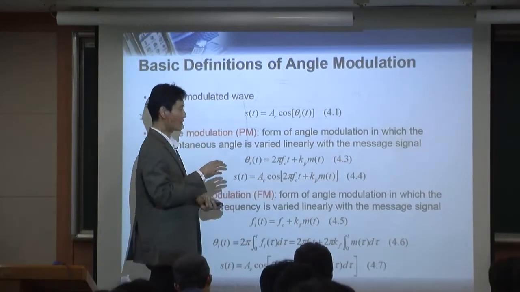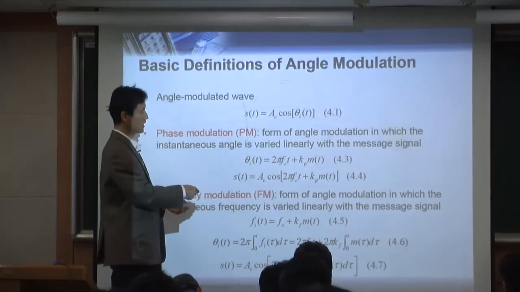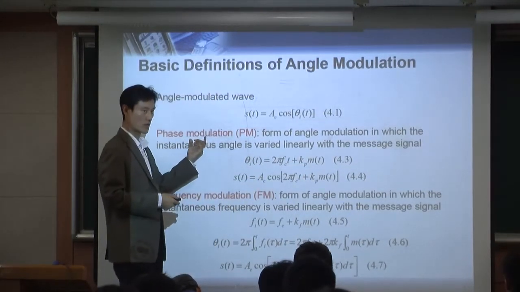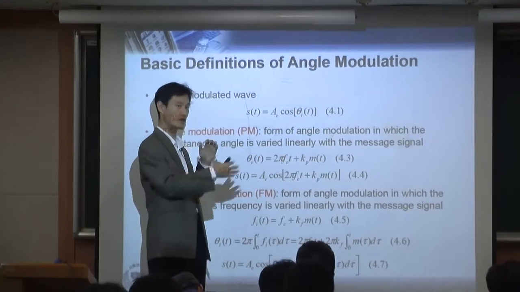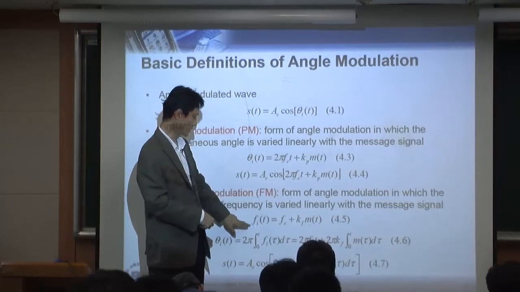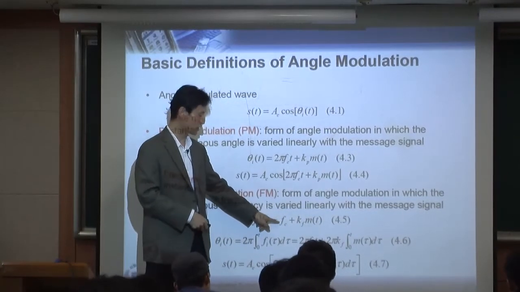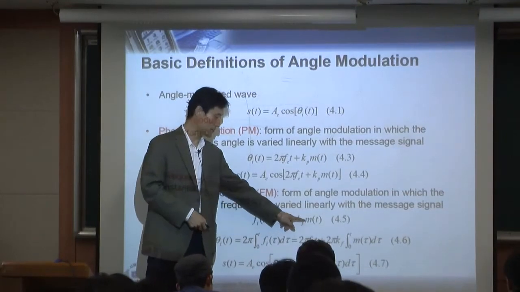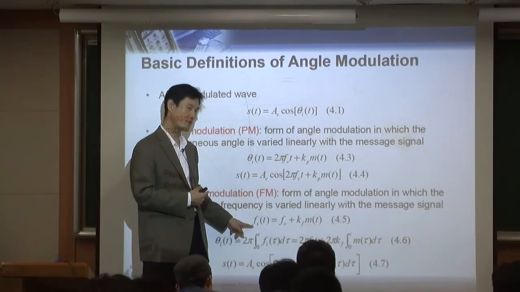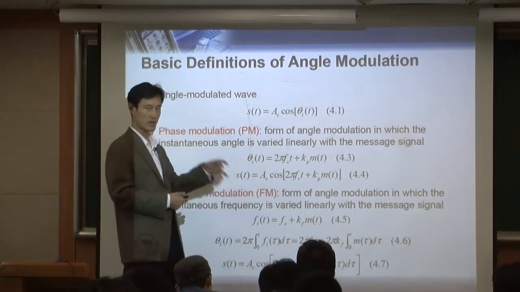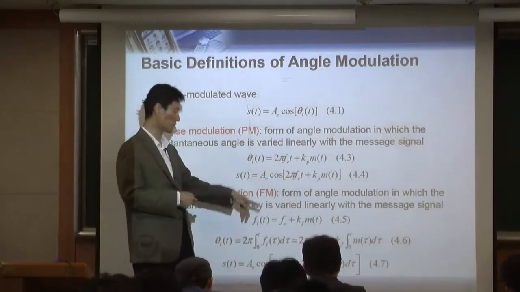When you put the message into the phase, like what you see here, we call that phase modulation. And when you put the message into the frequency, so your message is a part of the frequency, like this, your message is still a function of frequency. This is a carrier frequency, fc, plus the message. So the message becomes a part of your frequency, and now you get a new frequency, fi. In this case, we call that frequency modulation because your message goes into the frequency.